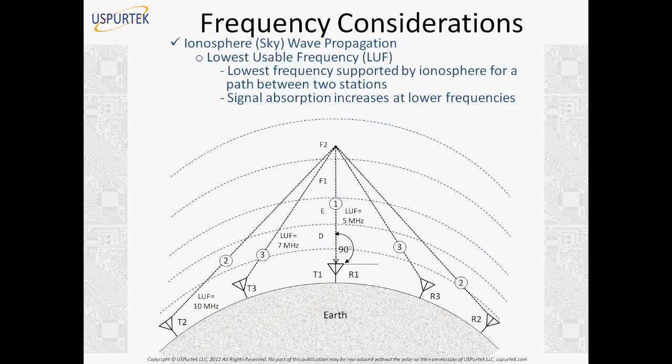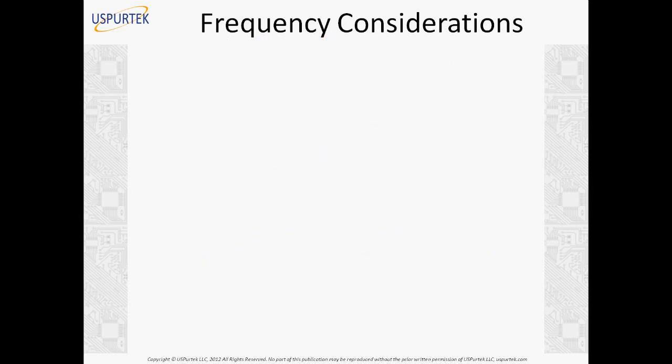Now there is also a lowest usable frequency, or LUF. This is the lowest frequency which is supported between two stations. Also the absorption will increase at lower frequencies, because they have lower energy itself. This illustration again shows how the LUF for vertical incidence, 90 degrees, is 5 megahertz. When you reduce the angle, it's 7 megahertz. Reduce it further, it's 10 megahertz. So you get a higher LUF. So there are two boundaries here: one is the lowest usable frequency, and one is the maximum usable frequency.